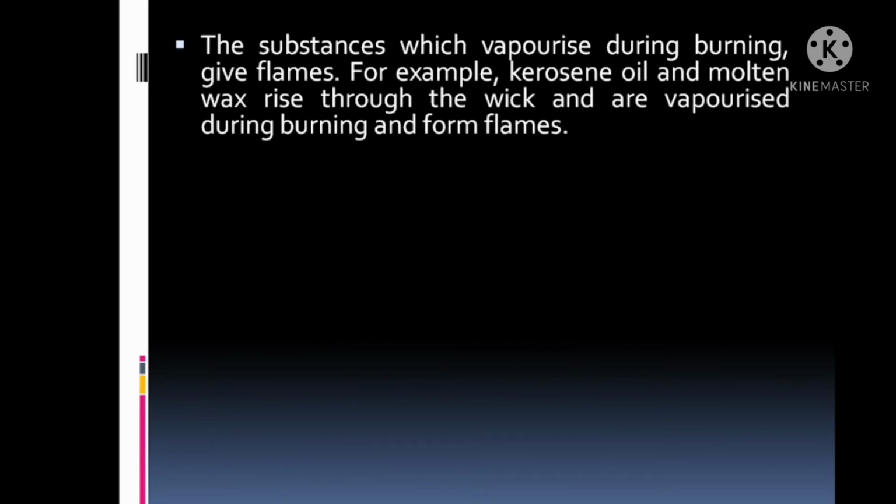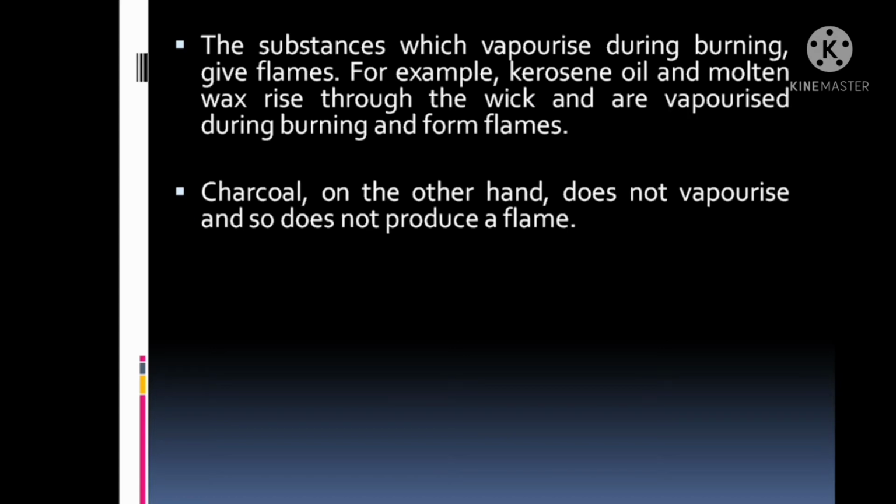So the substance which vaporizes during the burning gives flame. For example, kerosene oil and molten wax rise through the wick and are vaporized during the burning and form flames. Charcoal, on the other hand, does not vaporize and so does not produce a flame. That means from the charcoal, we cannot see the different flames, but only the smoke, that is carbon dioxide.